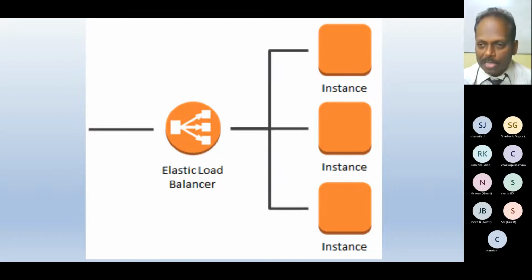There will be an internal health check which will be done by the load balancer every few seconds, 5 seconds or 10 seconds. We can configure it accordingly, and then if the instance is available, only then the load balancer takes the traffic from the users and sends it to the instance for further processing.